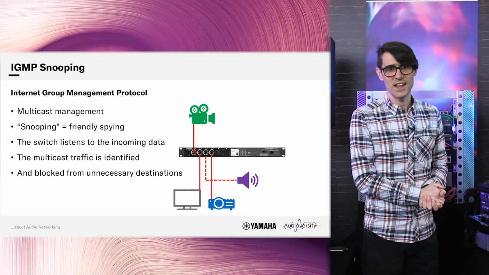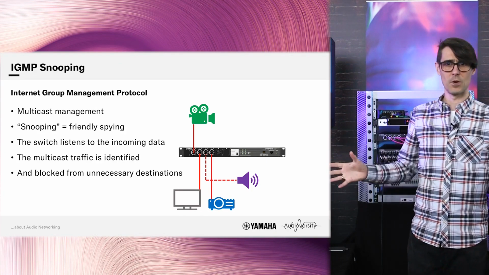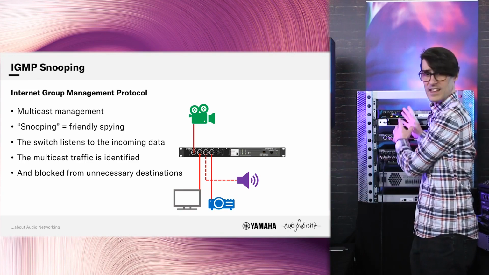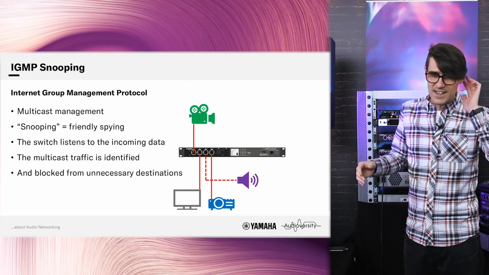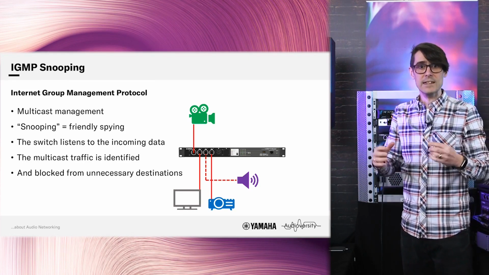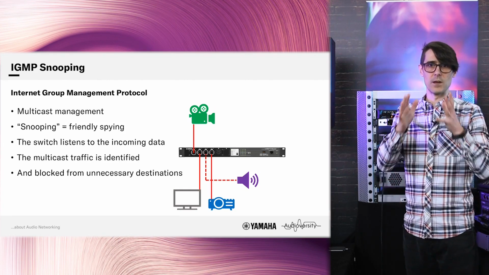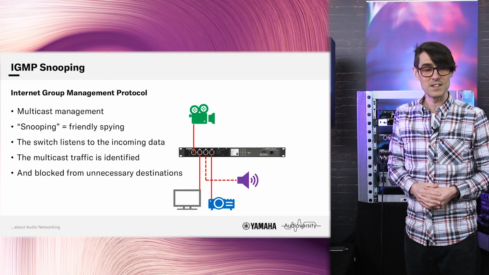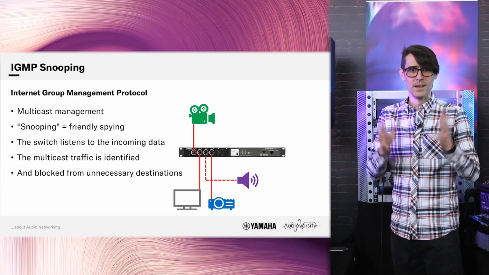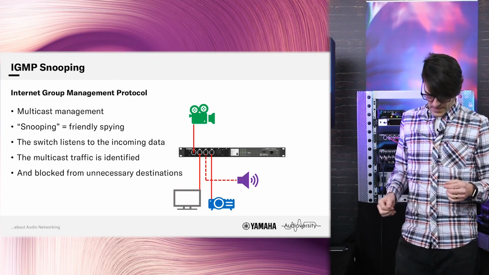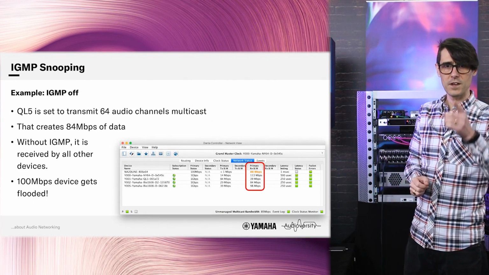That is IGMP Snooping, Internet Group Management Protocol. The network switch will manage your multicast and stop it from going to the places that don't need it. Snooping is like friendly spying. The switch is listening or looking at all the data coming to it, recognizing the type of data it is and checking where it needs to go. So it will only send the video to the devices that need to receive it. It won't send the multicast video to your audio devices. Nice solution. And you can keep an eye on the bandwidth on Dante Controller as well, like you see there.